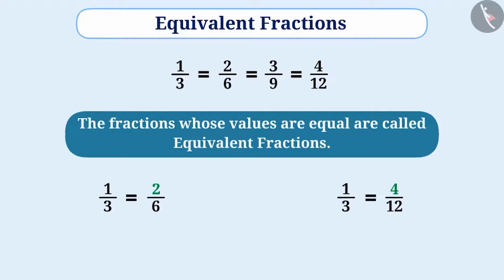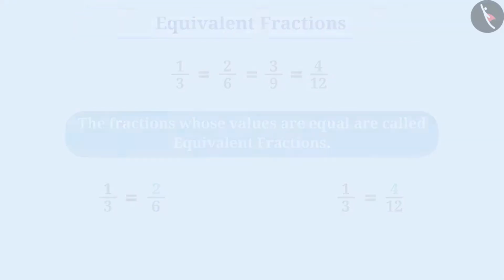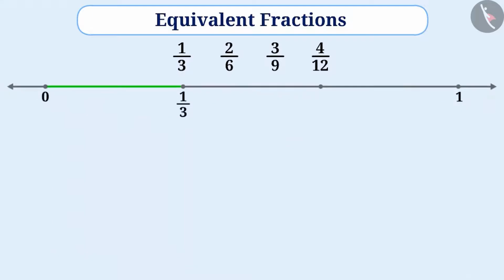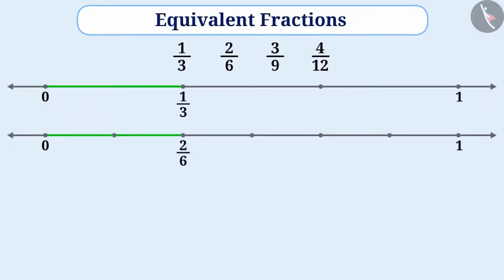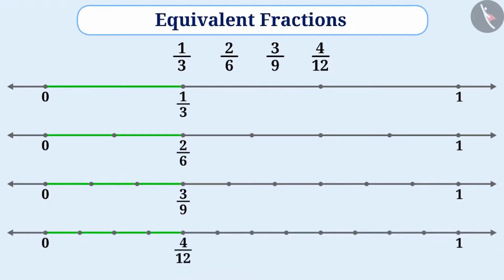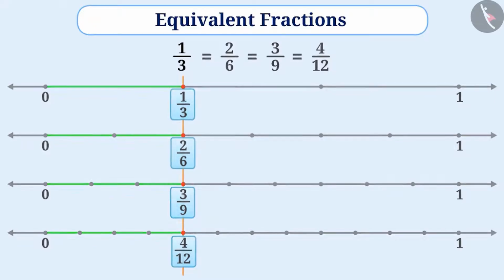Now let's try to represent these fractions on the number line. If you look at these fractions, they may appear different to you. But if we represent them on the number line, that is, we represent 1/3 like this, 2 6ths like this, 3 9ths like this, and 4 12ths like this, then we can observe that all these fractions are marked at a similar point on the number line. Similarly, we can understand that the value of all these fractions is equal. That means all these fractions are equivalent fractions.